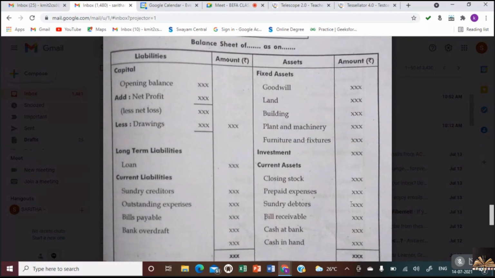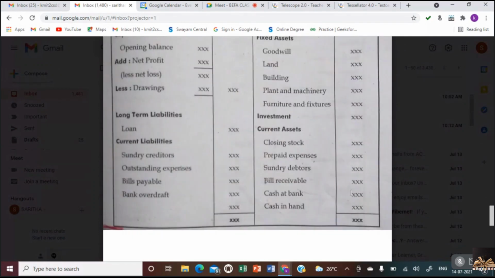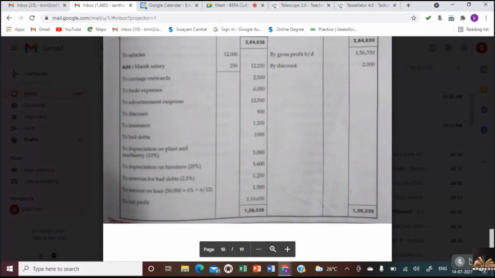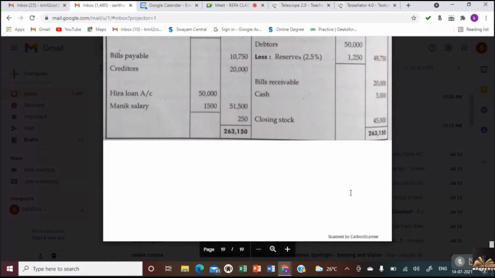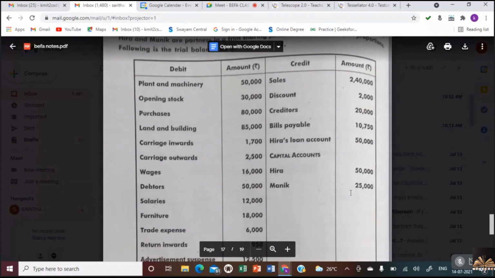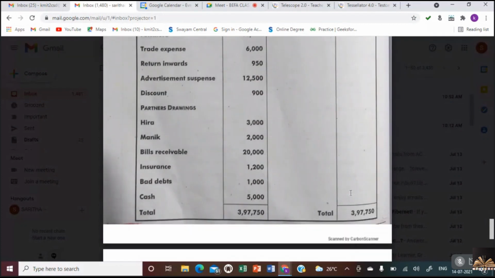So this is how we need to do, and we have adjustments. Once you are acquainted with this, we will start with the problems. Okay? And what do you mean by adjustments? Adjustments is additional information given.